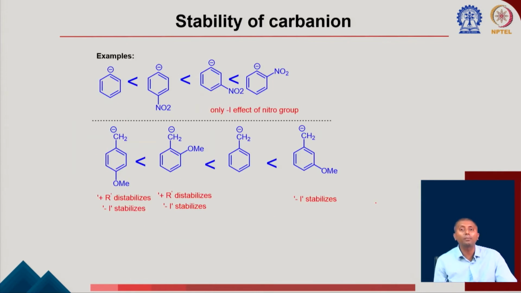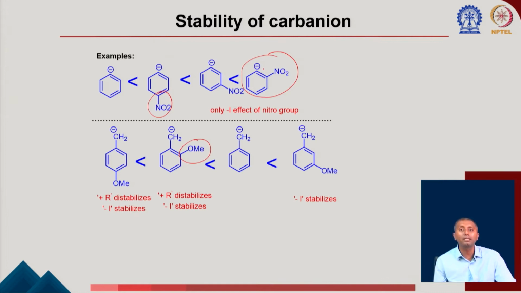And now we are going to talk about the stability if you have an electron withdrawing or electron donating group. Suppose the carbanion is formed here. Now in the case of a benzene ring, if the benzene ring has an electron withdrawing group attached versus an electron donating group, what is going to happen here? Depending on the substitution of the nitro group, you can see that in these cases where the nitro group is ortho to the carbanion, it is going to stabilize more through the minus I effect.